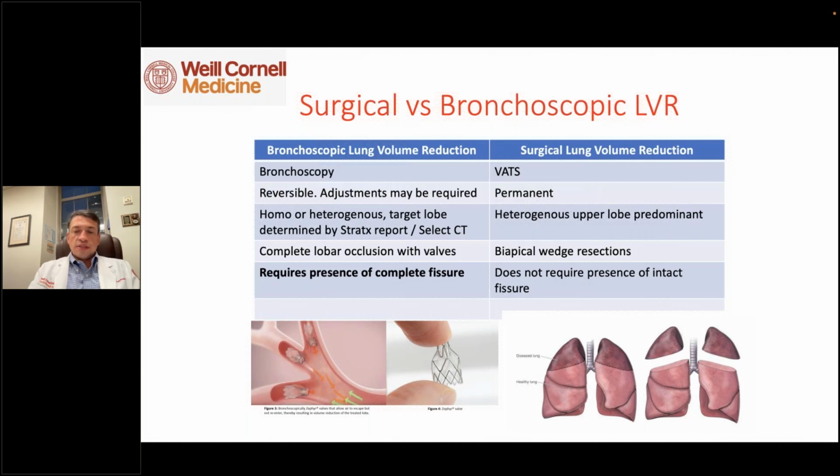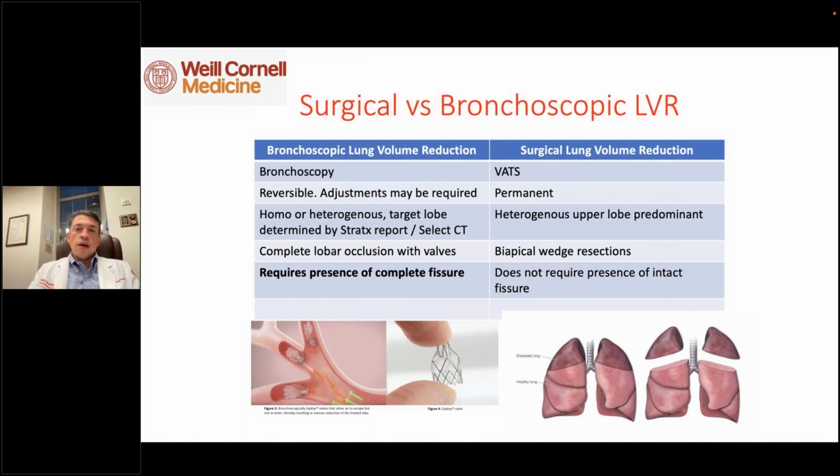we first of all need to understand that nowadays almost all of the surgical procedures are done with a minimally invasive approach, whereas in the NETT trial, only 25% were done with VATS and 75% were open thoracotomy, so we don't do that anymore. Obviously, valves are reversible, surgical is not. I think one of the biggest differences is the phenotype of the patient that we select.